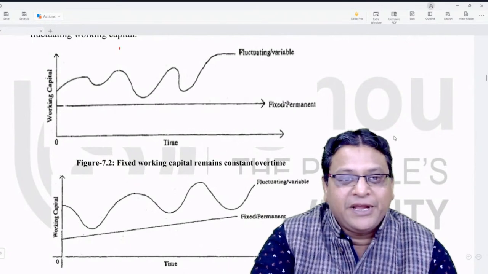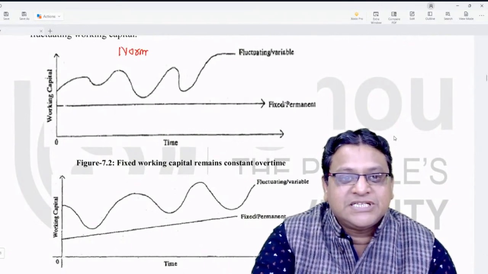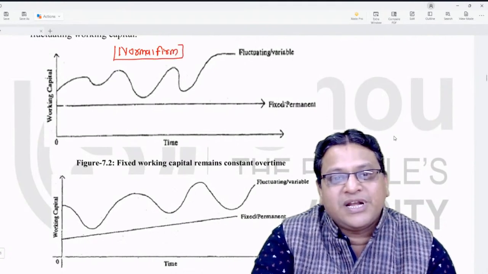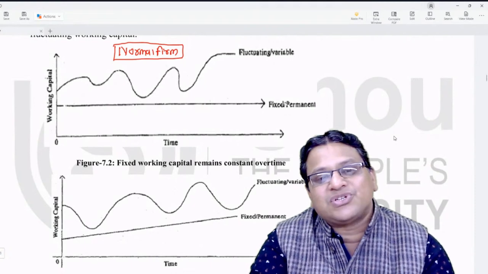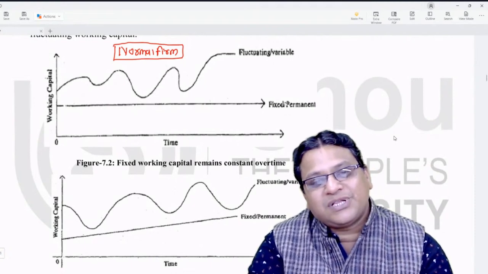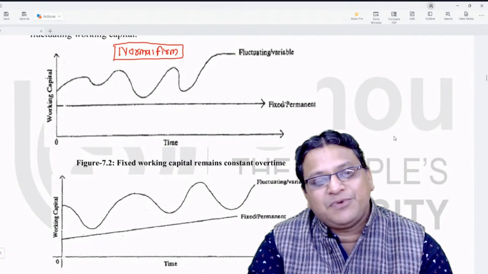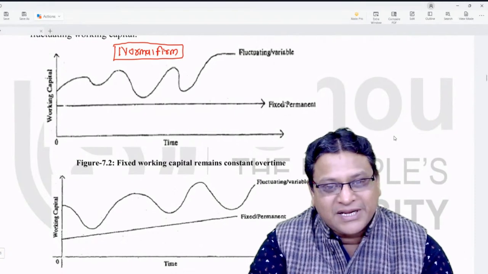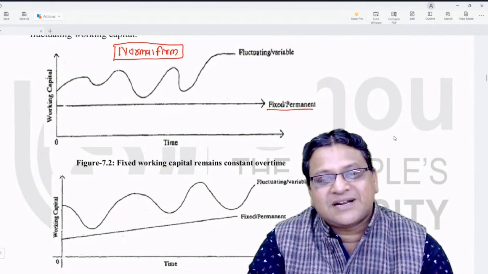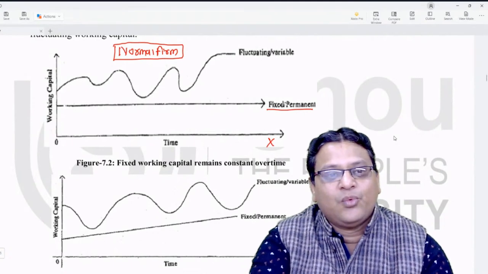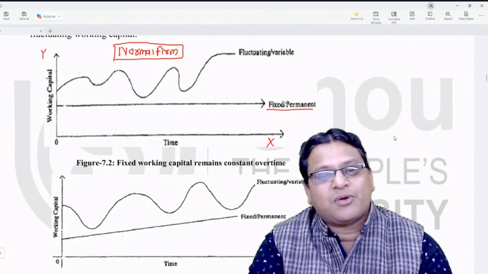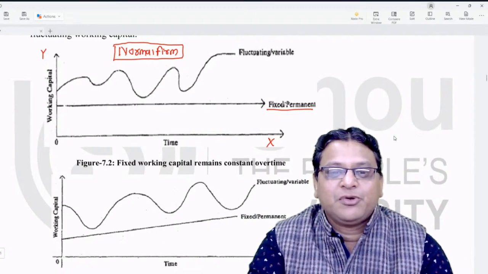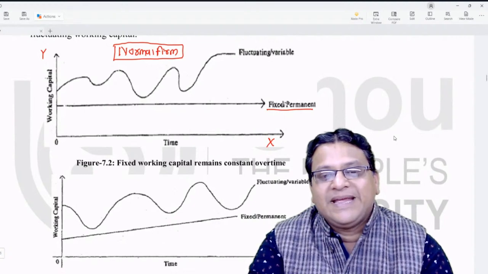This is the diagram of a normal firm. What is a normal firm? A normal firm is a firm where the growth rate of the firm is constant. The growth rate is constant. That means the firm does not grow. In that case, the permanent working capital will be a straight line, with axes OX and OY. It's a normal firm, and this is the fixed working capital line. It will be parallel to the OX axis.